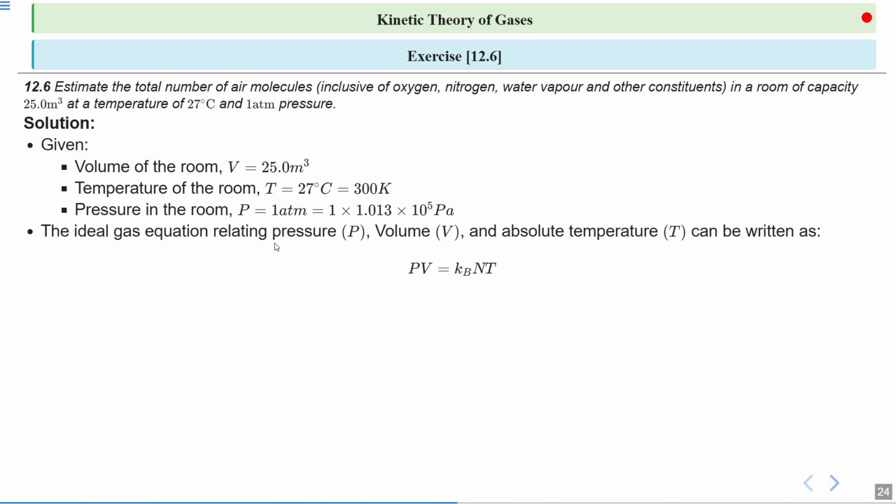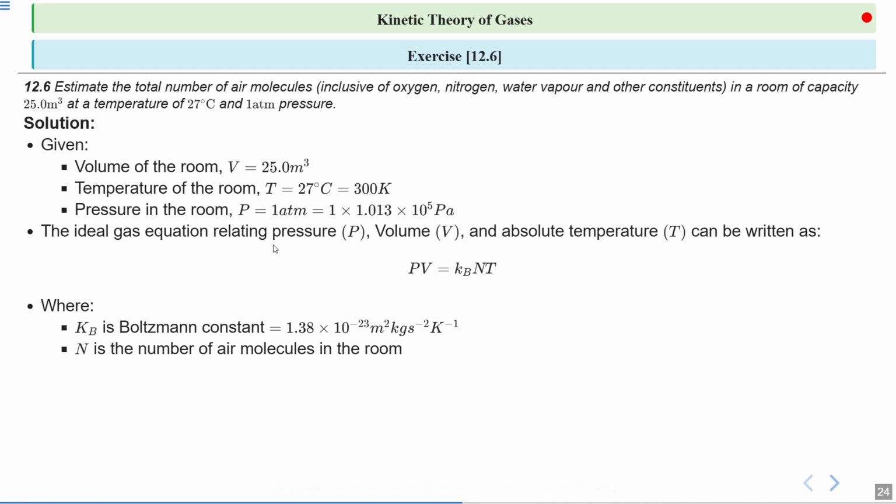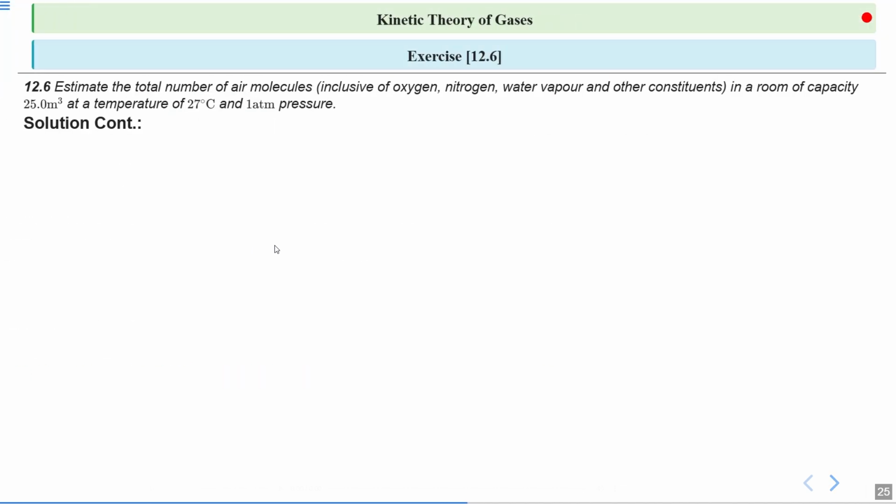So PV is equal to N KB T. KB is the Boltzmann constant. Its numerical value is 1.38 into 10 raised to the power minus 23. N is the number of air molecules in the room. The total number of air molecules in the room is N equal to PV divided by KBT, where P is the pressure, V is the volume, KB is the Boltzmann constant and T is the temperature in Kelvin.